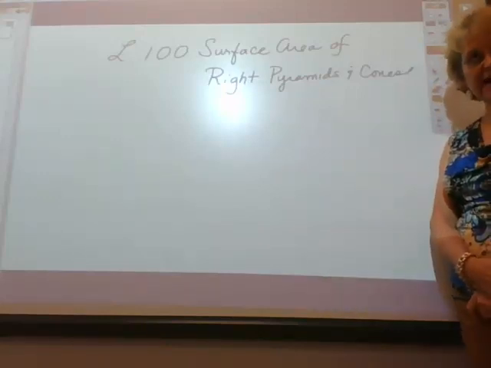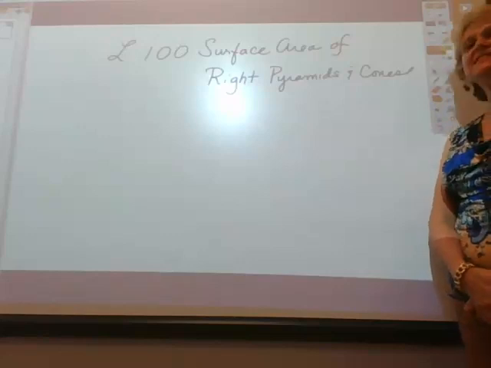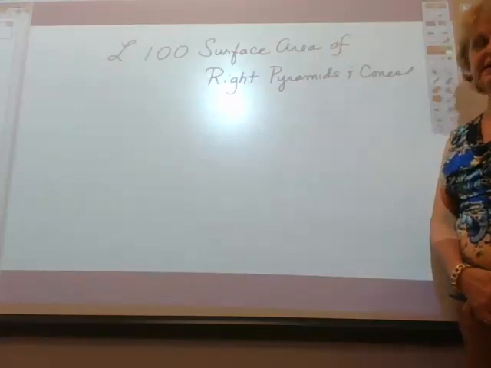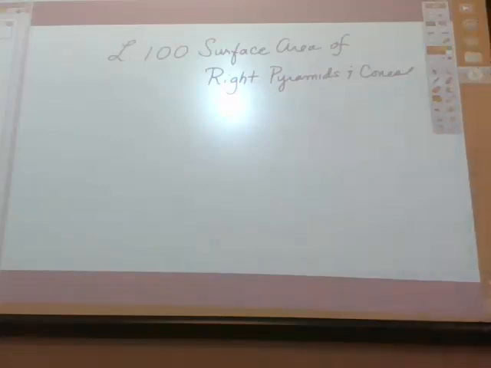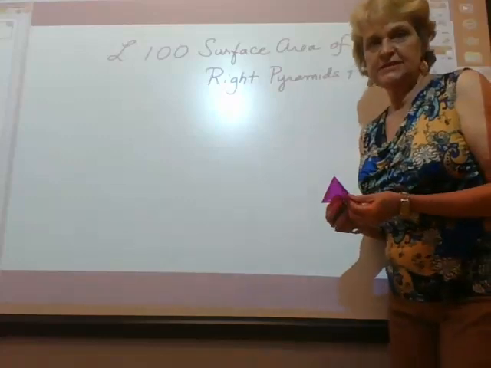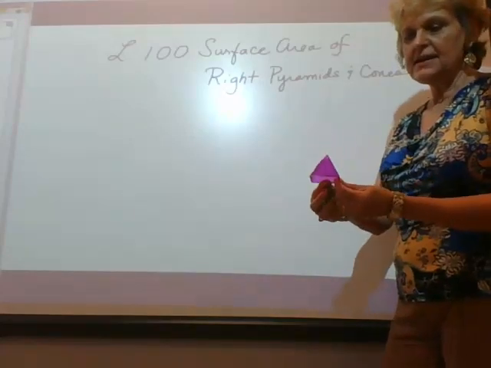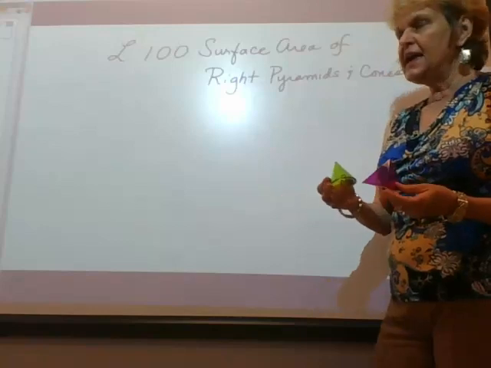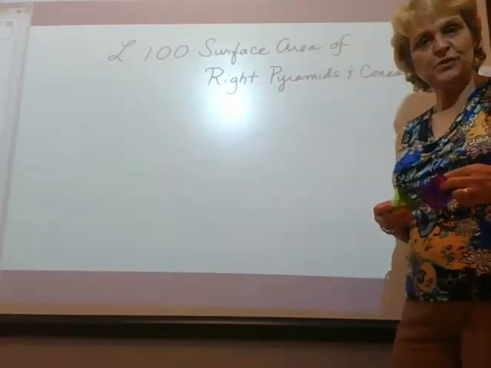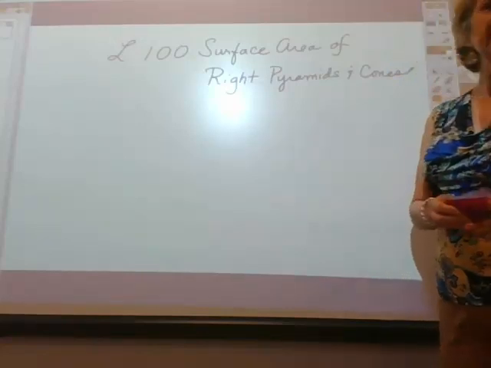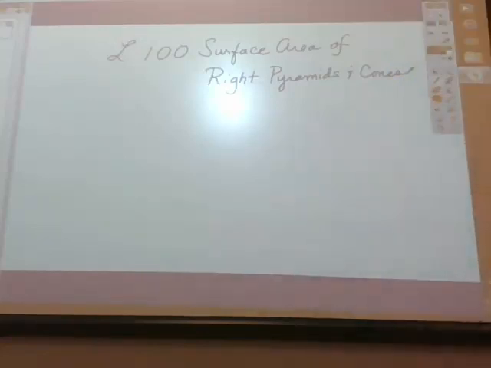Can you believe that? This one is on surface area of right pyramids and cones. All right, so what we're going to do is find the surface area of a pyramid and cone. Now, you will have formulas, good thing, but you need to know what the letters in those formulas represent, all right? So I'm going to bring up the book. Hopefully you all can see this.